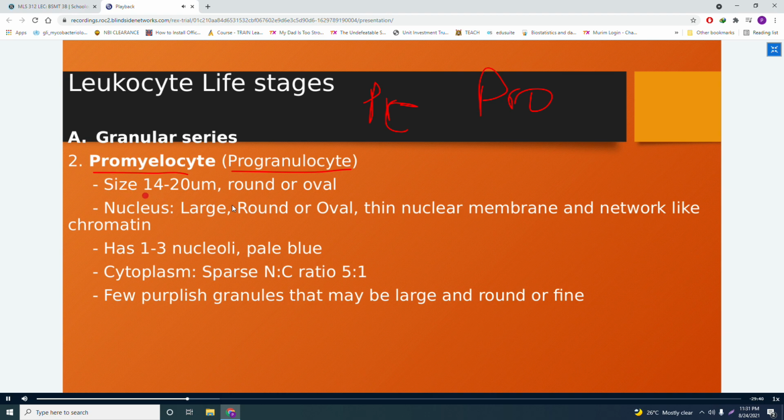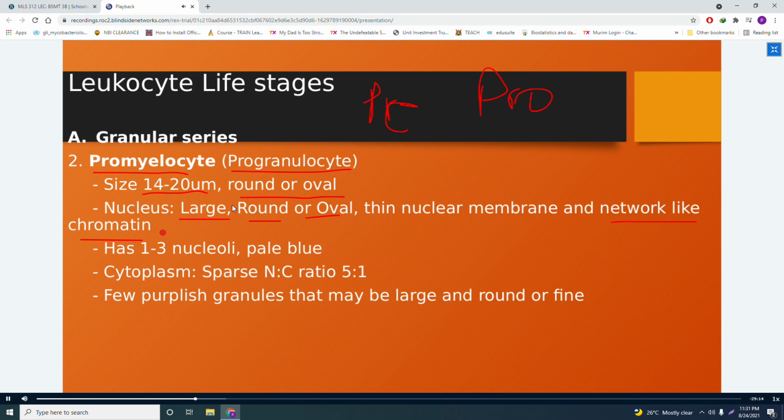It has a size of 14 to 20 micrometer. It is also round or oval. The nucleus is also large. Can be round, it can also be oval. It has a thin nuclear membrane and network-like chromatin. It has 1 to 3 nucleoli and can appear pale blue.